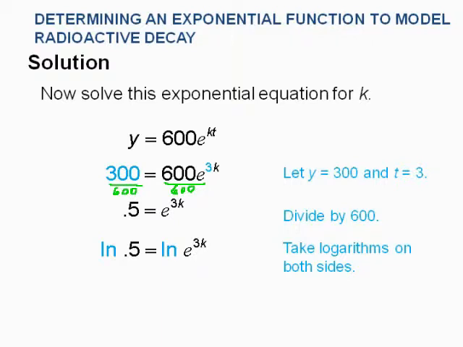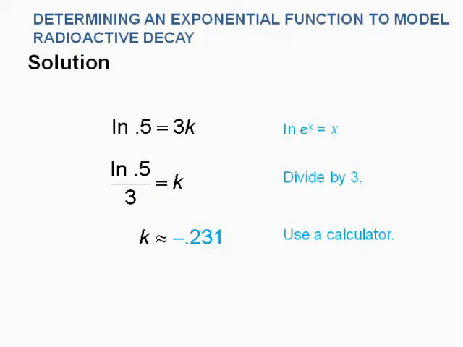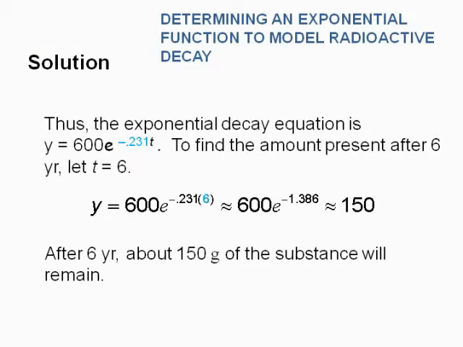Then taking the ln of both sides, and we've seen this ln of e to some power so many times, we know what's going to happen to this 3k power, don't we? Here it comes. 3k will equal the natural log of 0.5, so k will be negative 0.231. So we are looking not at growth in this model, but at decay. Thus, the exponential decay equation is y equals 600e raised to the minus 0.231t power.